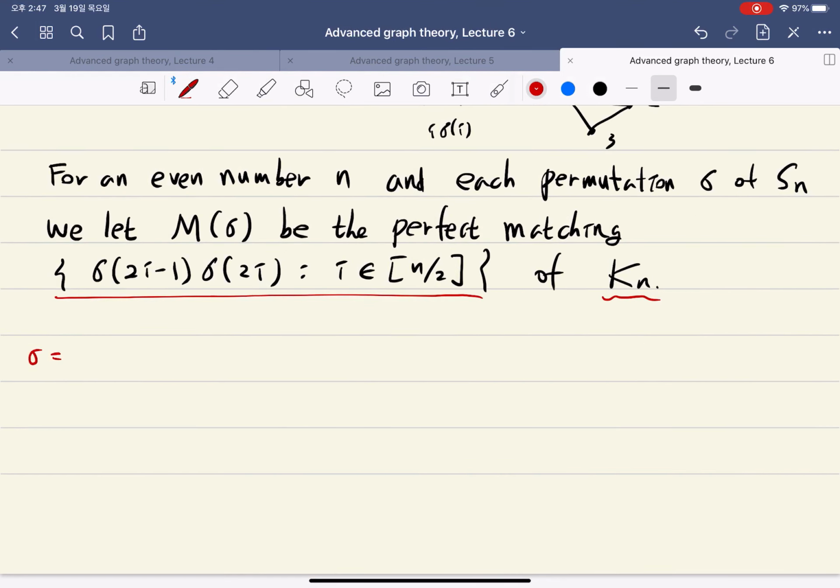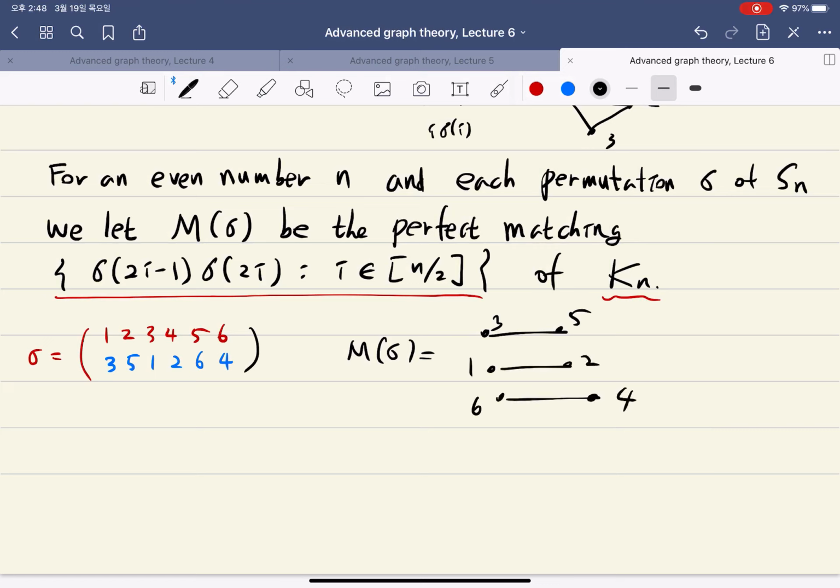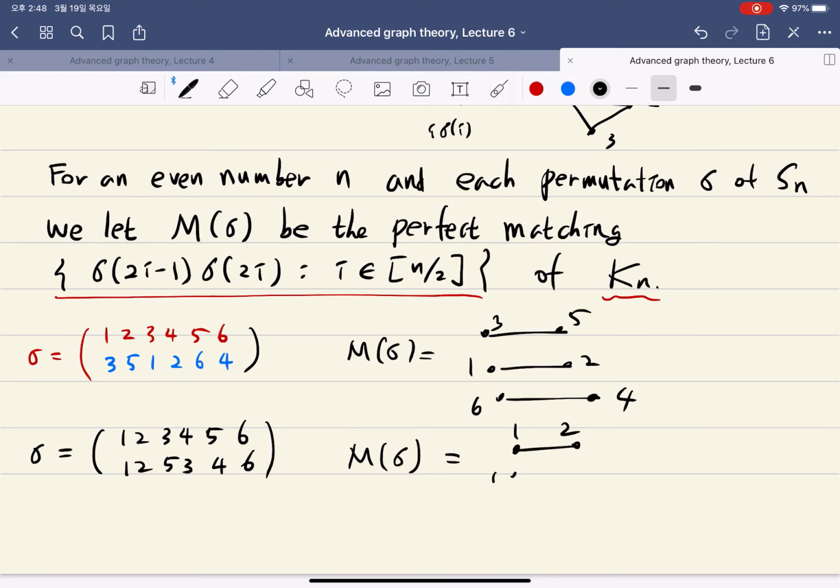So for example, if you have σ, which is 1, 2, 3, 4, 5, 6, and this is, say, 3, 5, 1, 2, 6, 4, then M_σ is simply: you take 3 and 5, and 1 and 2, and 6 and 4. If you take, say, 4, 6, 1, 2, 5, 3, this different permutation, this is 1, 2, 5, 3, 4, 6, this too would give you the same perfect matching.